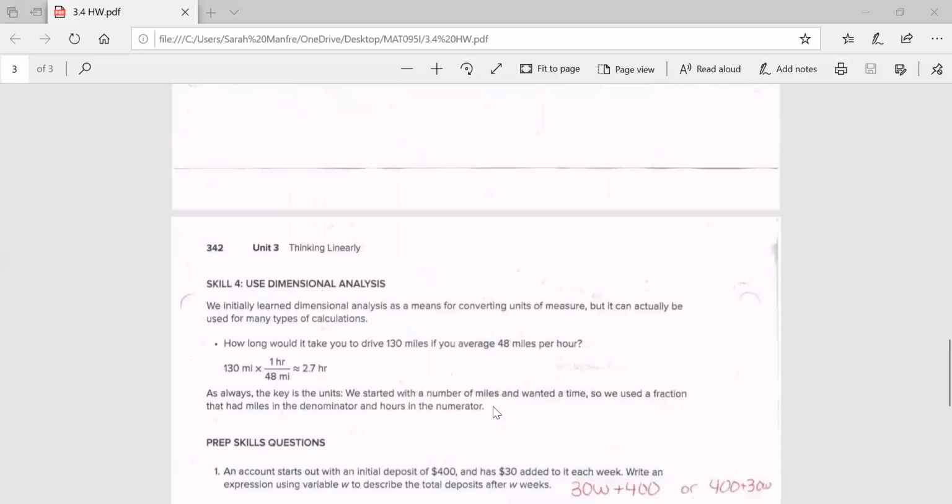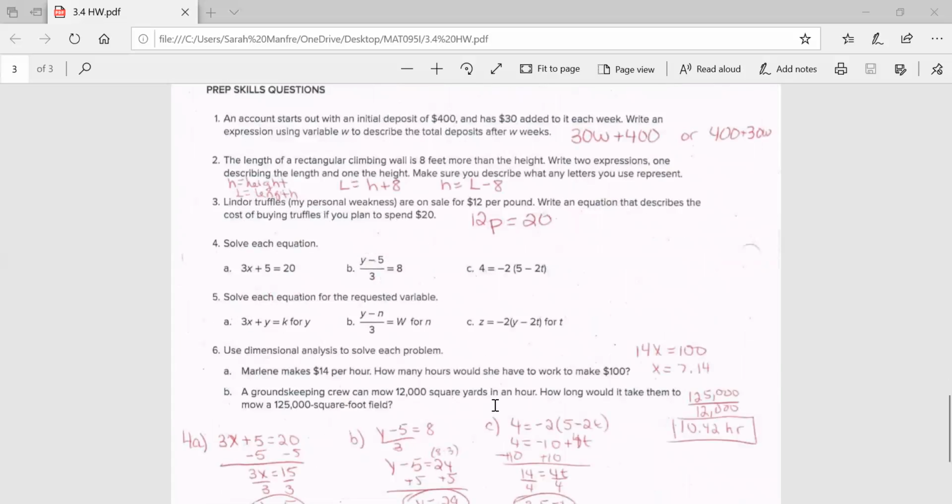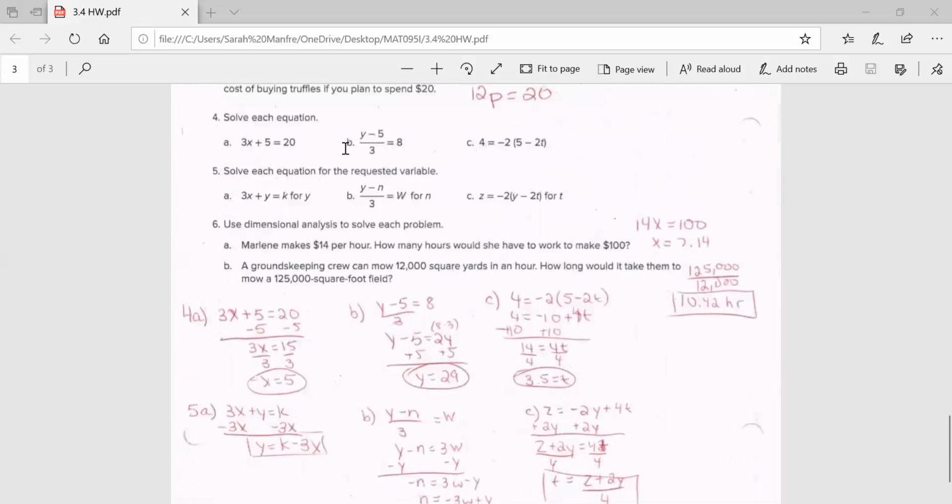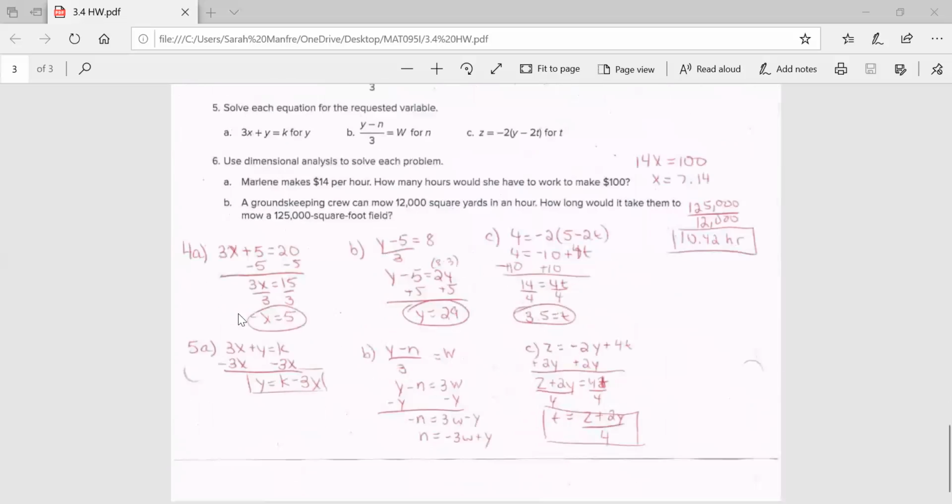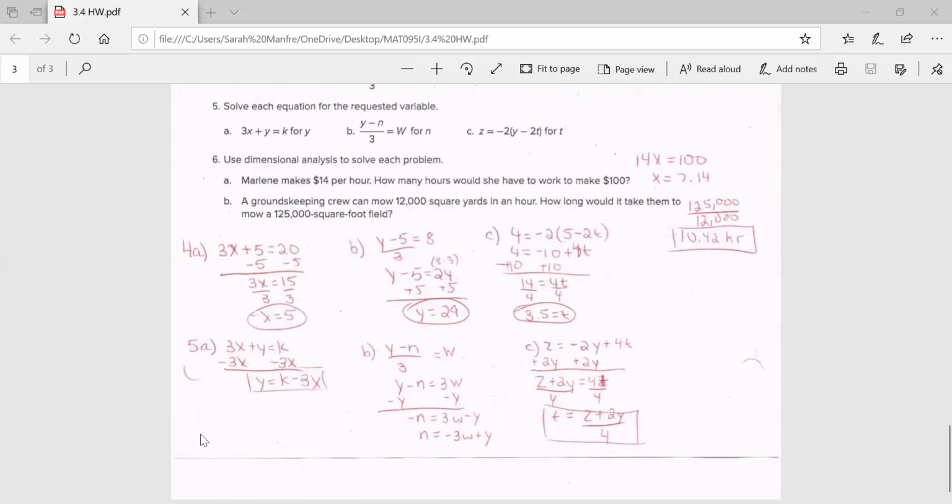All right, moving on to prep skills. I have 1 and 2. These are the equations or expressions that you should have chosen. And then 3 was an equation asking you to write. For 4 and 5, I have detailed right here how I solved the problems. And then question number 6, my answers are over here on this side. So if you have any questions on these, please let me know.